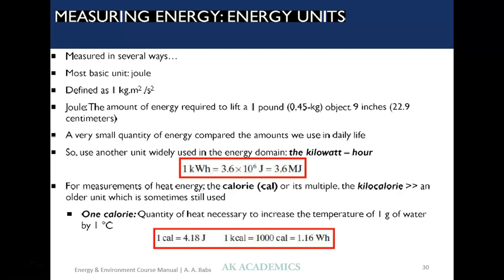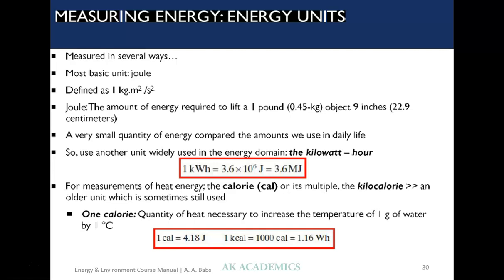The amount of energy required to lift a 1 pound object 9 inches, which is 22.9 centimeters, is what we refer to as a joule. 1 pound is 0.45 kilogram. 9 inches is equal to 22.9 centimeters. So the amount of energy required to lift these is what we refer to as joule. This is generally a very small quantity of energy compared to the amount of energy we use in daily life.